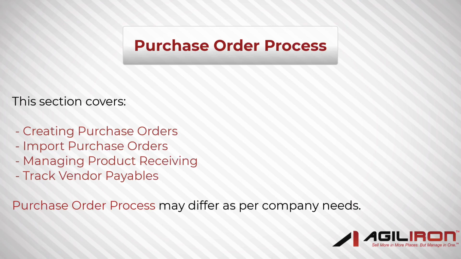The next section is related to the purchase order process. This section covers creating purchase orders, importing purchase orders, managing product receiving, and tracking vendor payables. The purchase order process may differ as per company needs. However, the first step remains the same: creating products and vendors in the Agiliron system before creating a purchase order.